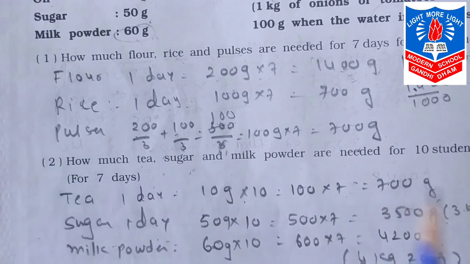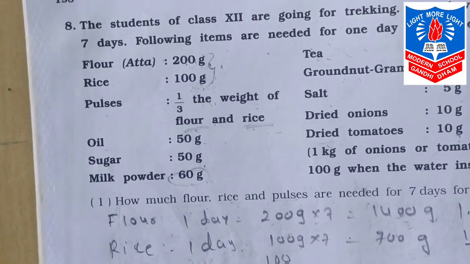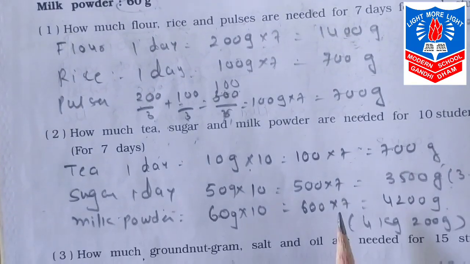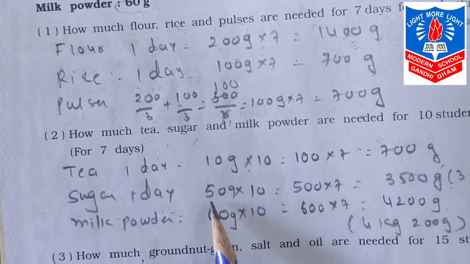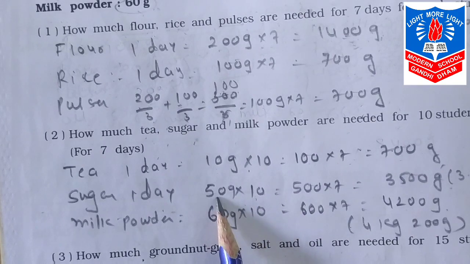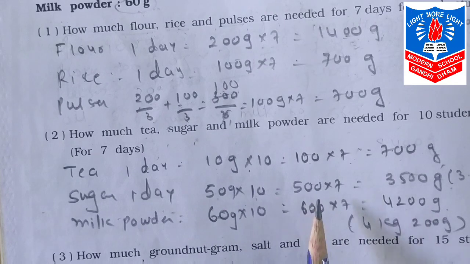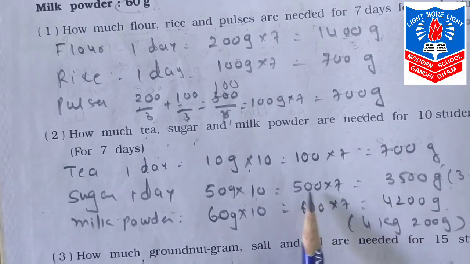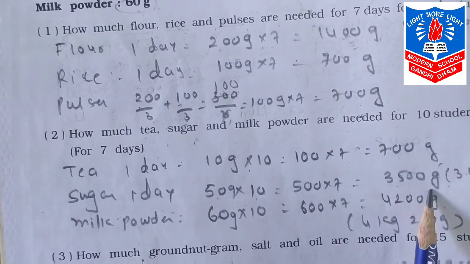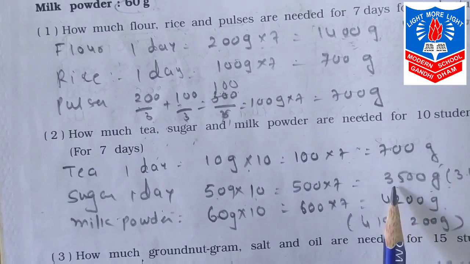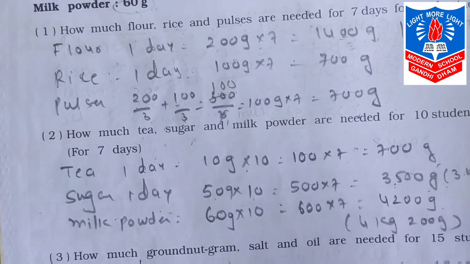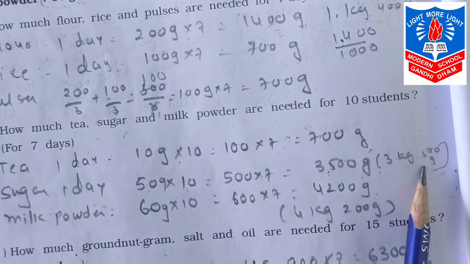Sugar 1 day, see your question. Sugar 1 day, that is 50 gram. And it's for each student, so 10 students how much? 10 into 50, it means 500 gram. 500 for each day, so 7 days how much? So 7 into 500, 3500 gram. Convert into kg, it means keep point after 3 digits, that is 3 kg and 500 gram.